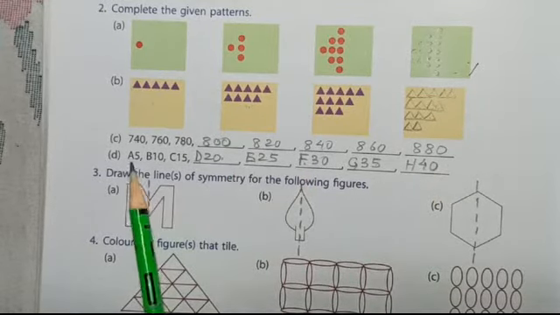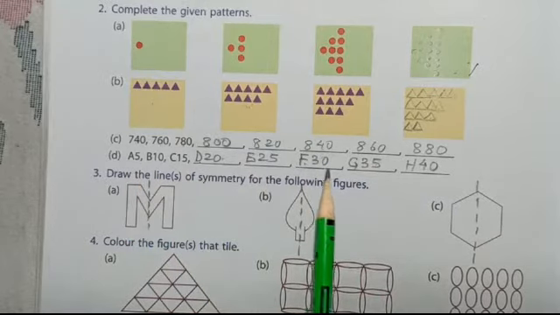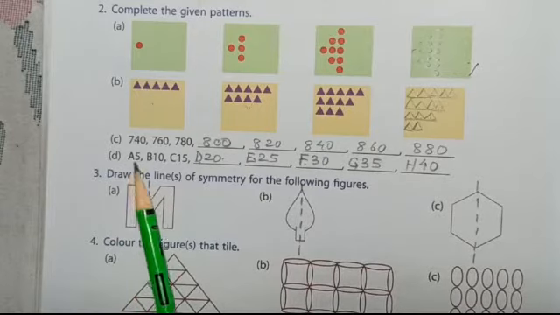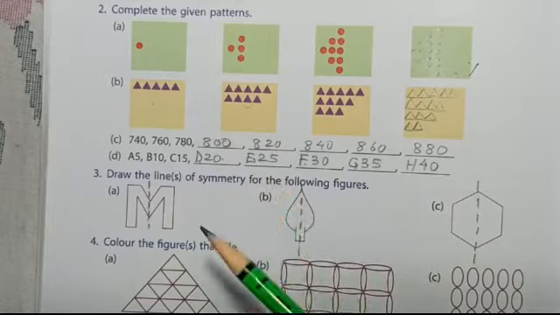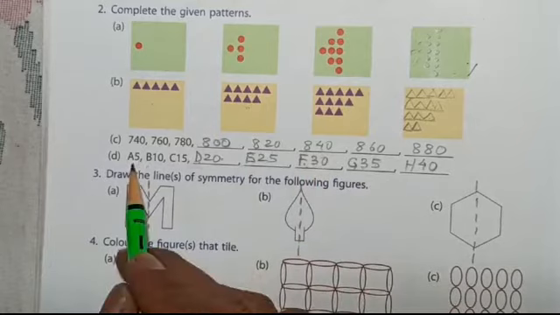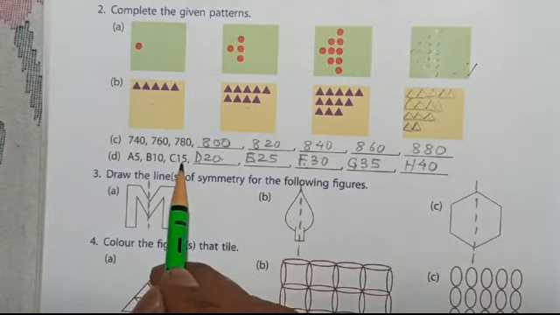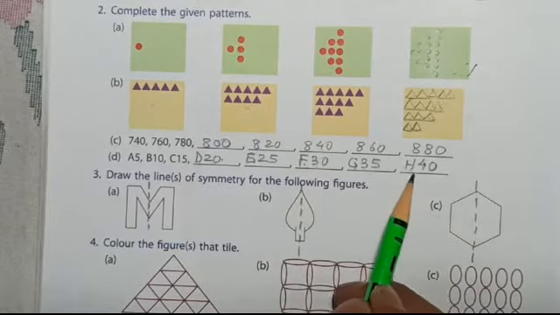Next is A 5, B 10, C 15, and we have to write on this, and this, and this. When we observe the pattern, here is A, here is B, here is C. So this must be D, after that E, then F, G, H. Then you see the numbers 5, 10, 15, multiples of 5. Next is 20, 25, 30, 35, 40, like this.